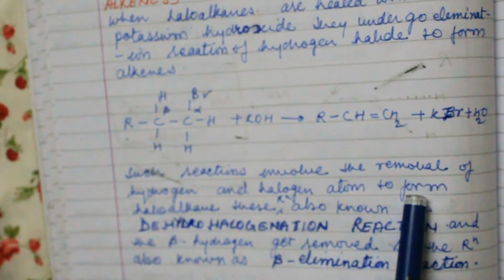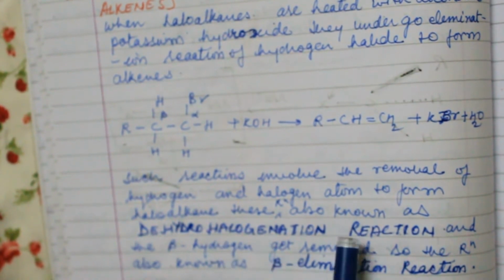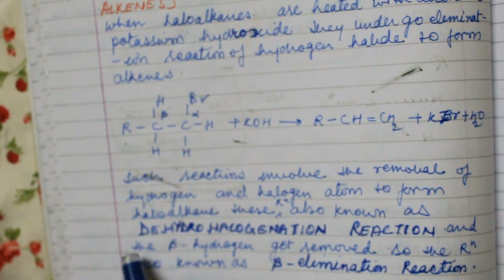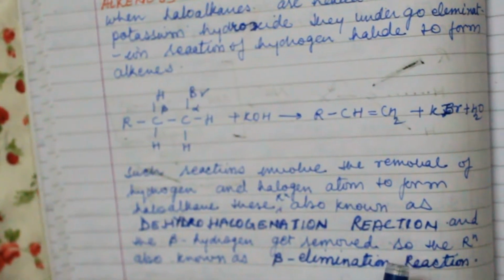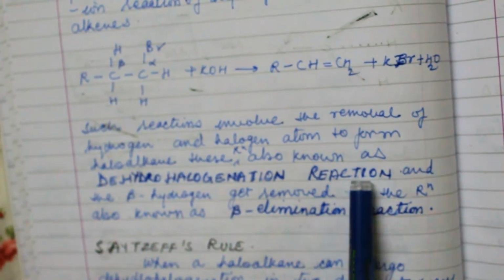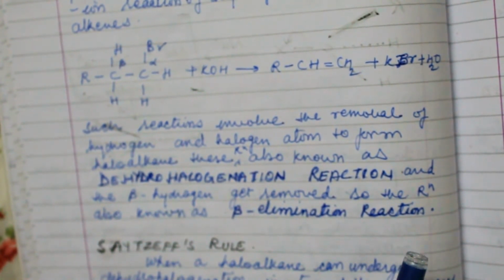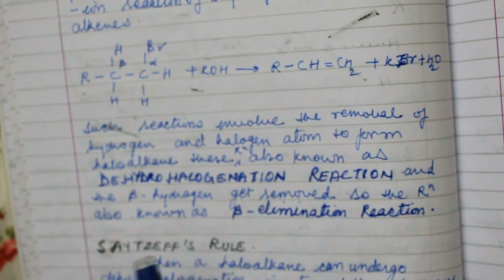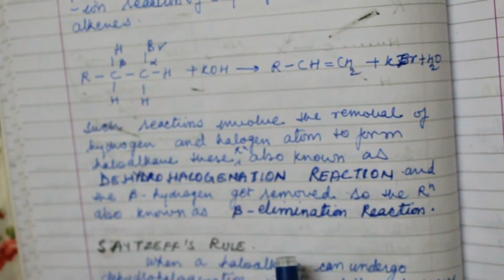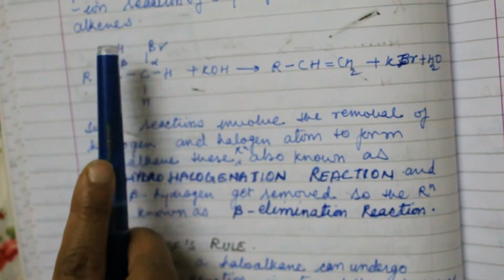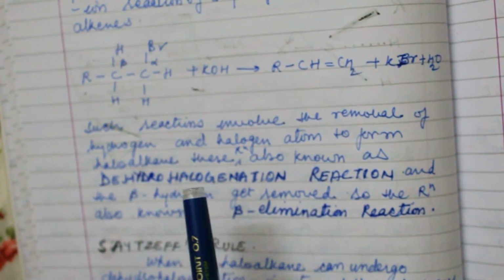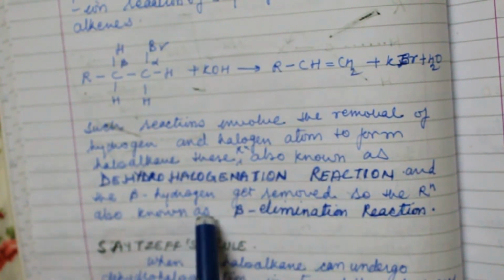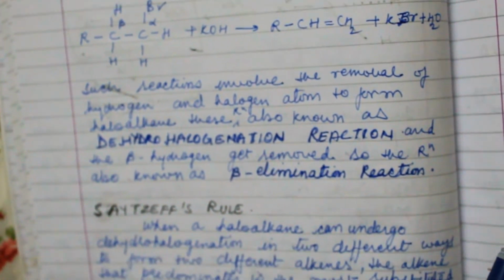Such a reaction involves the removal of hydrogen and halogen atom from the haloalkane. This reaction is also known as dehydrohalogenation reaction because hydrogen and halogen both are removed from the compound. Since the beta hydrogen gets removed from the hydrocarbon, it is also known as beta elimination reaction.